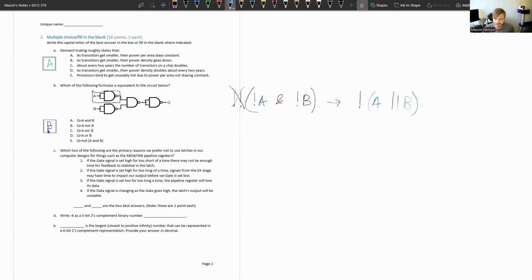So let's look at the incorrect answers first. Our first incorrect answer is 3. If the gate signal is set low for too long a time, the pipeline register will lose its data. That's not really an issue for registers, especially the pipeline register, because the pipeline register is going to be updated every single clock cycle. And if you have a register that can lose its value in a time period shorter than a clock cycle, then your system probably just doesn't work at all.